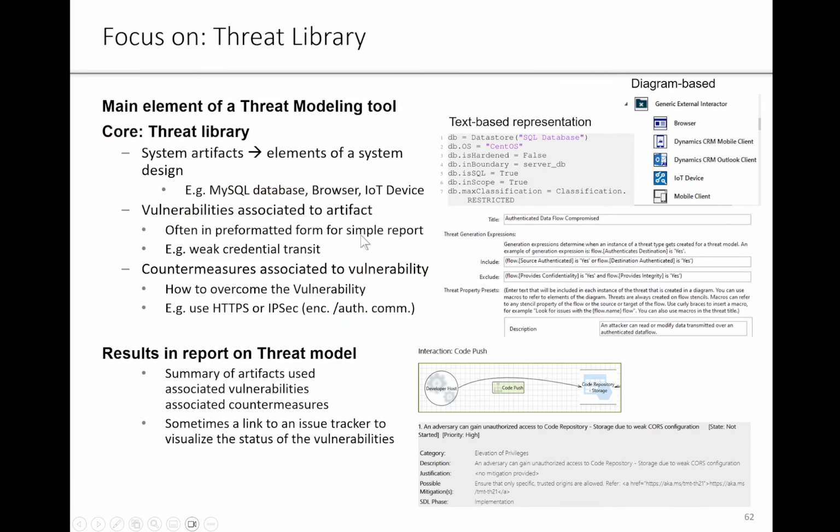So what we found is, in the core there's a threat library. It's hard-coded. Basically, every artifact is associated to an element of the design, so this is what you can select. There are vulnerabilities associated to these artifacts, and there are countermeasures listed to these vulnerabilities. So this is basically very simple. And as an output, you get this result as a report, where basically all the vulnerabilities to the nodes, to the system elements that you selected, artifacts you selected, are listed, and the interactions that you selected.